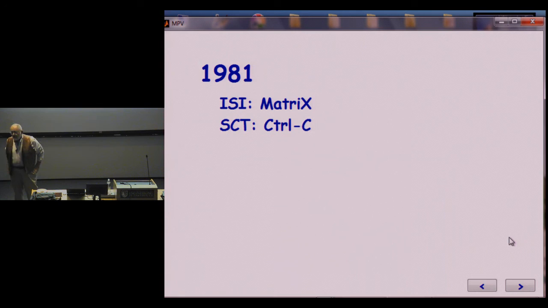You mentioned that you've used Control C. This was based on the Fortran MATLAB. These two companies were competitors with each other in the early 80s.